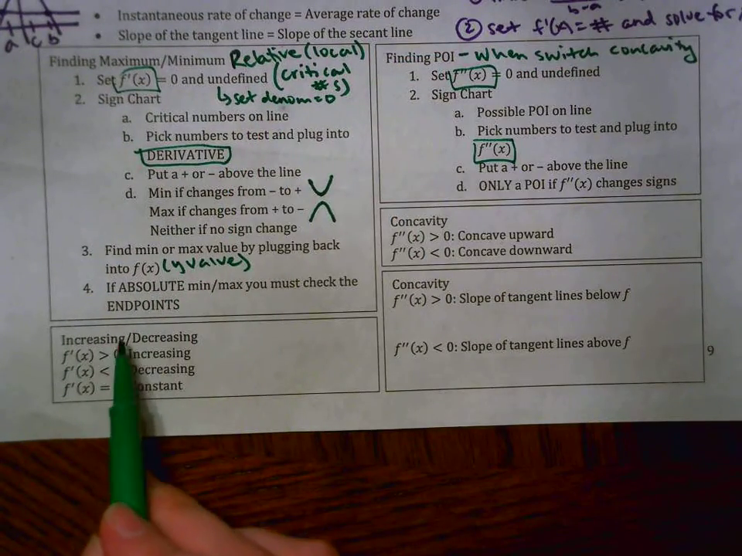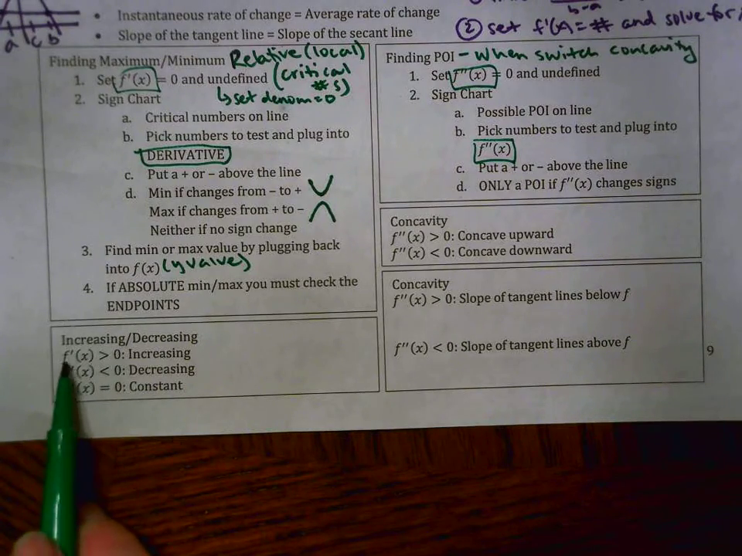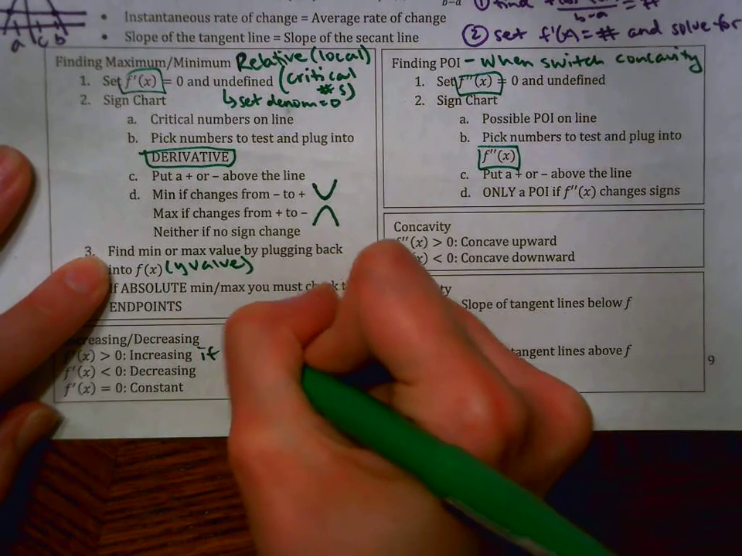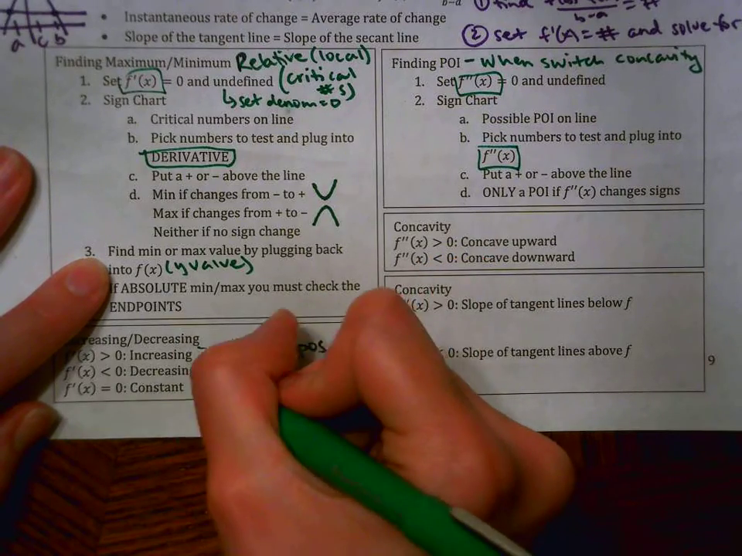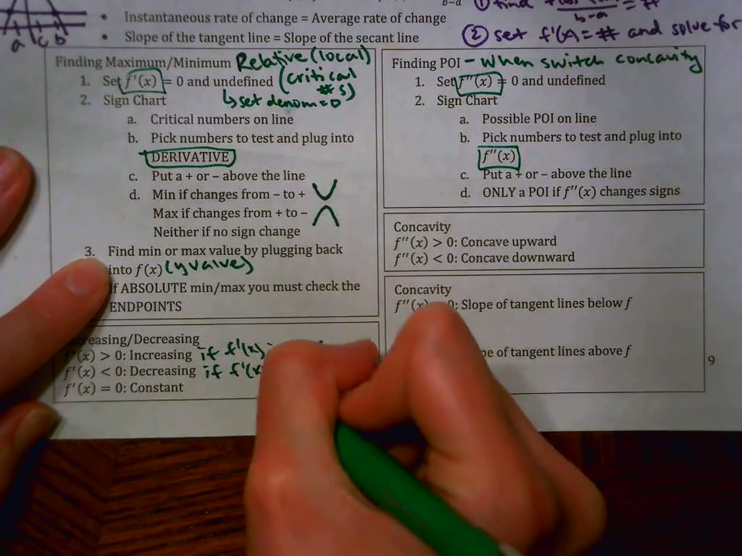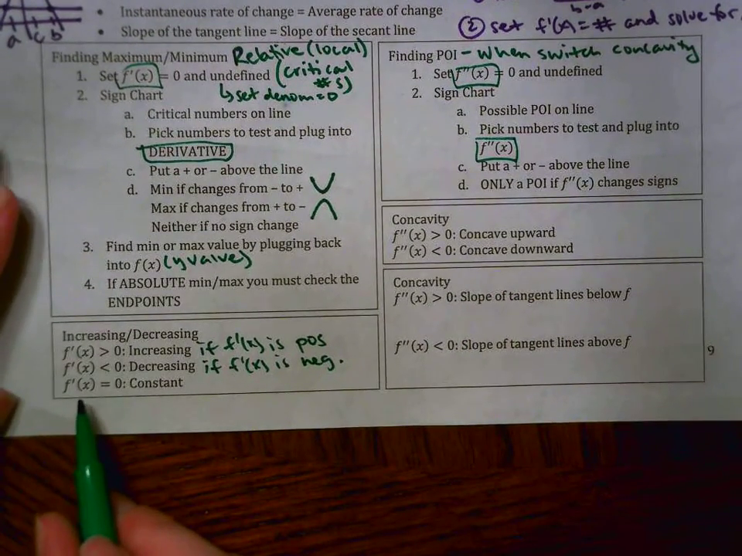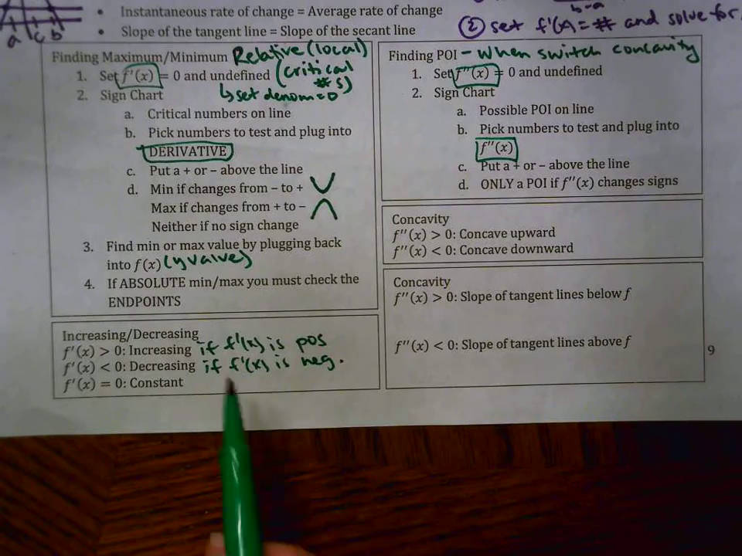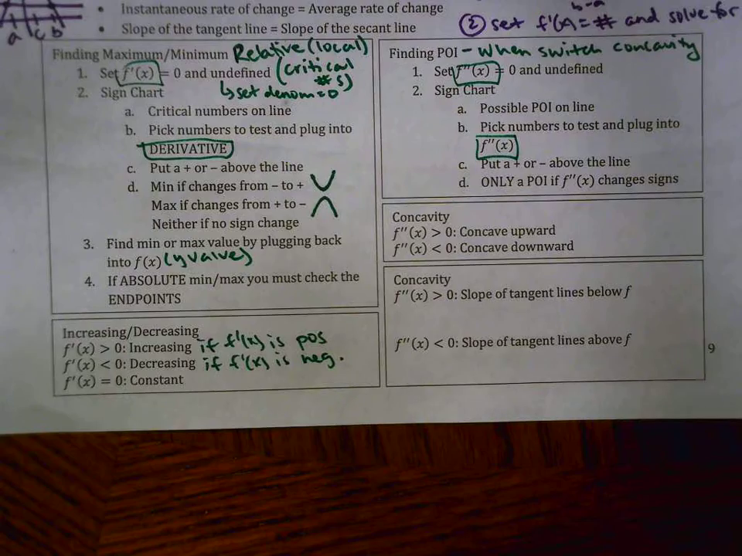Now, if you're just talking about when your function's increasing or decreasing, we should know this by now. It's increasing if the derivative is greater than 0, increasing if f prime of x is positive, and it's decreasing if f prime of x is negative, that's less than 0. And if your derivative is equal to 0, then it would be constant. Right? Because that's the slope. So that should make sense. Because the slope is positive, so your function's increasing. Your slope is negative, so your function's decreasing.